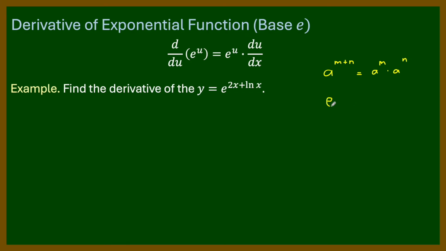Another case, if you have e raised to ln of x, whatever the value inside the natural logarithm, that value is also your answer. So for example, e raised to ln of 2. Since 2 is the value inside the natural logarithm, the answer here is 2. If you have e raised to ln of square root of 5, the answer here is square root of 5. Simply like that. So let me erase this one.